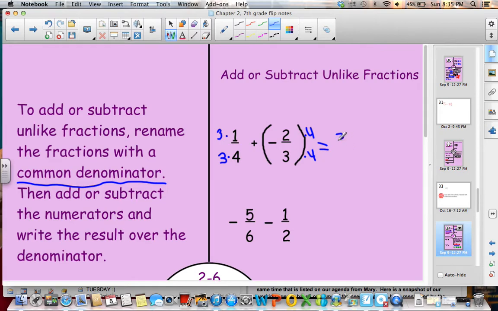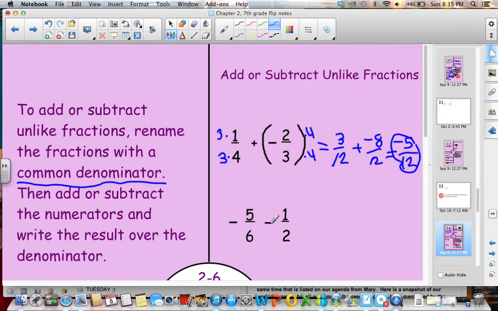So I'm going to rewrite this as 3/12, and then I have plus -2 times 4. I put my negative sign with my numerator, so -8/12. And then I keep the denominator. 3 plus -8 is -5. So we have -5/12. And that is in simplest form. So that is my answer.